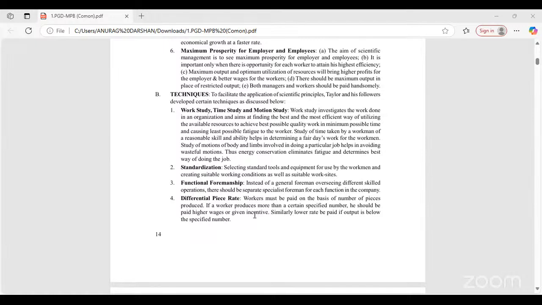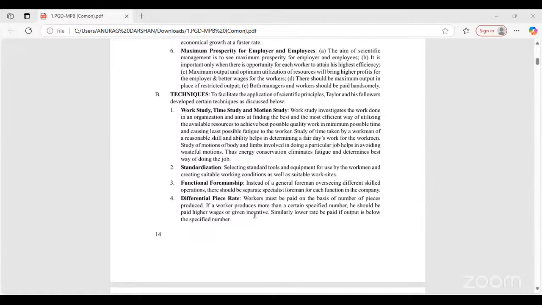So here standardization means you try to set out the rules, the tools, the time, the work. I mean, how the work has to be completed, the number of steps which have to be utilized in completing the task. All these things will be standardized.